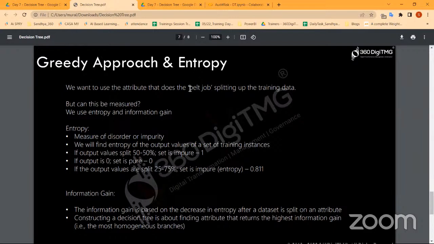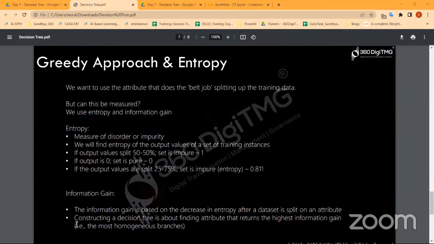And coming to the next point, we will find the entropy of the output values of a set of training instances. If the values split 50-50%, we set the impurity as 1, and if the output is 0, we set the impurity as 0, right? And if the output values are split 25-75, we set the impurity to 0.81. You might be wondering, how did we get all these values? We'll go into that part. Let's see some formulas, how it can be calculated.